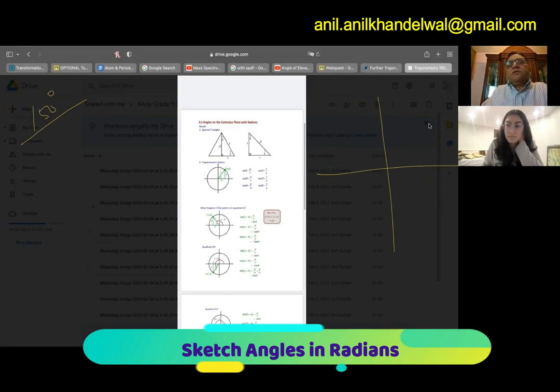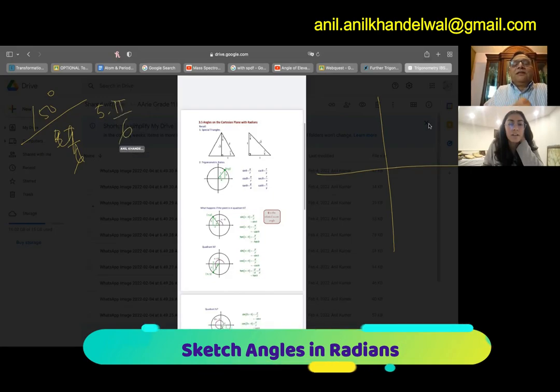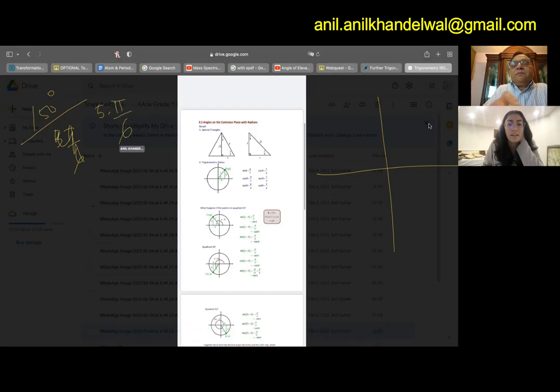How many multiples of 30 degrees is it? It is 5 multiples of 30 degrees, right? So 5 pi by 6. Do you see that? And 5 pi by 6 basically means 1 less than pi by 6. You get the idea? So that is 5 pi by 6. So my acute angle now is pi by 6. Do you see how I made 150 degrees so easily?